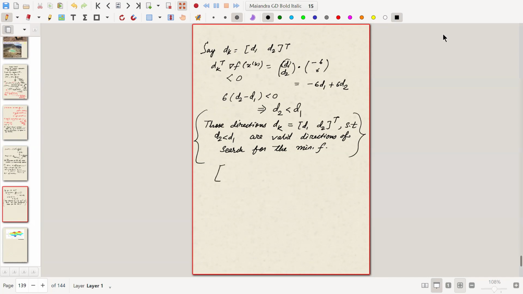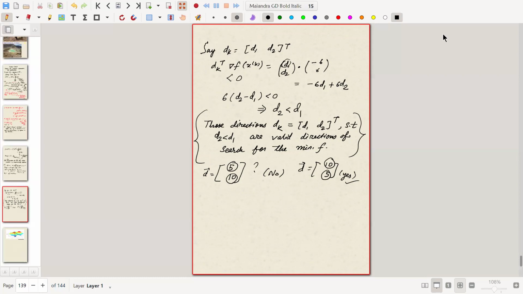Can you take (5, 1) or (5, 10)? Can you take (5, 10) as your descent direction to minimize this function value? Why? Because d2 is not less than d1. Now, can you take d bar equals to say (10, 5)? Yes. Why? Because d2 is less than d1. So this is a valid step direction, but this is not a valid step direction. You understood why? So now we have a condition on our direction, where to go.